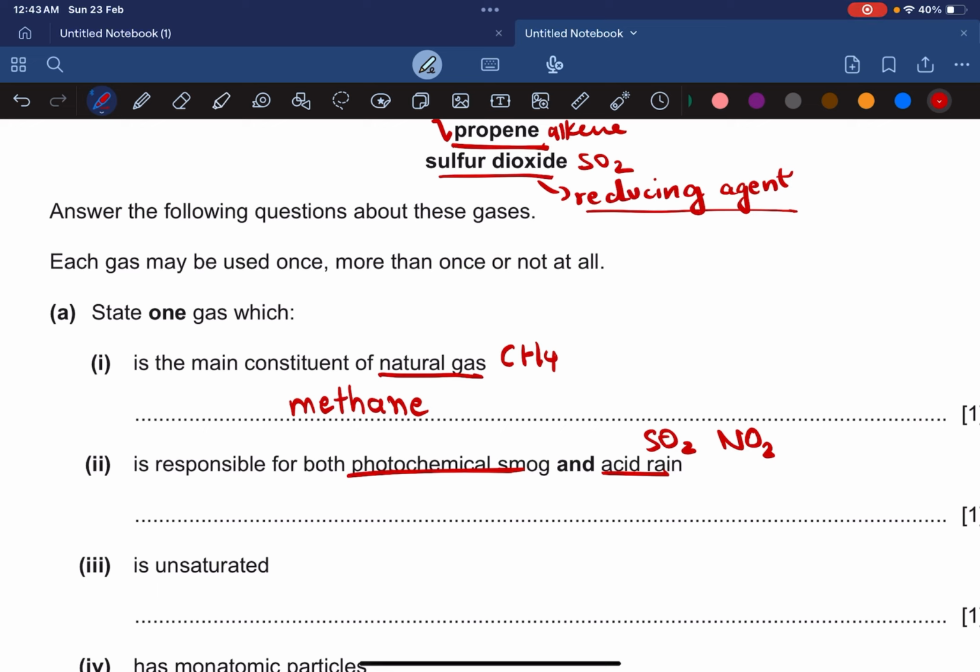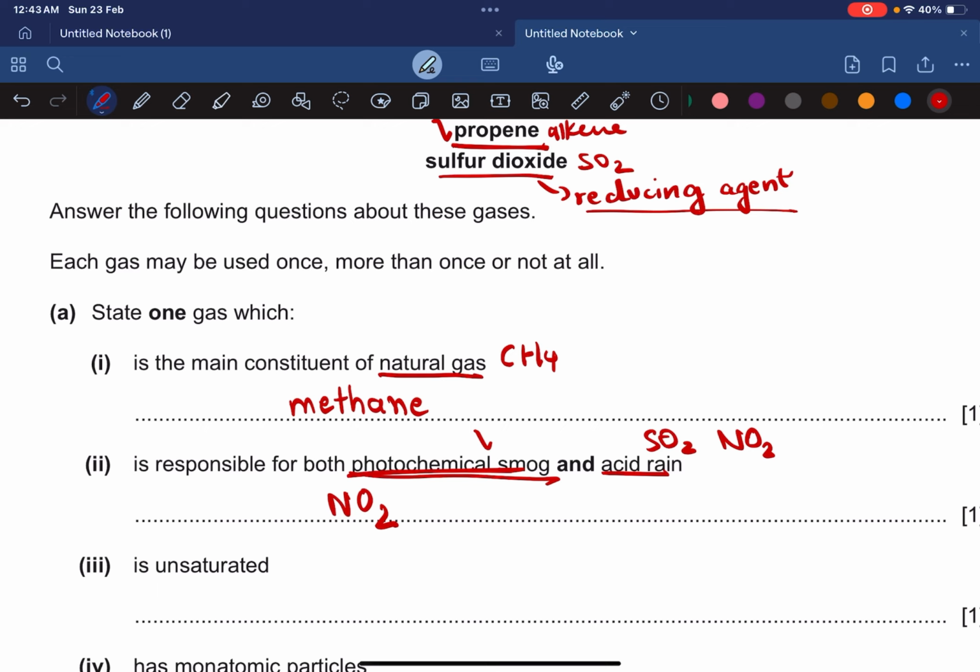But the problem is that we cannot write both. So we have one more hint that we're given in the question, that is photochemical smog. And photochemical smog is caused by nitrogen dioxide. When this nitrogen dioxide reacts with other hydrocarbons in the presence of UV light or sunlight, it causes photochemical smog.